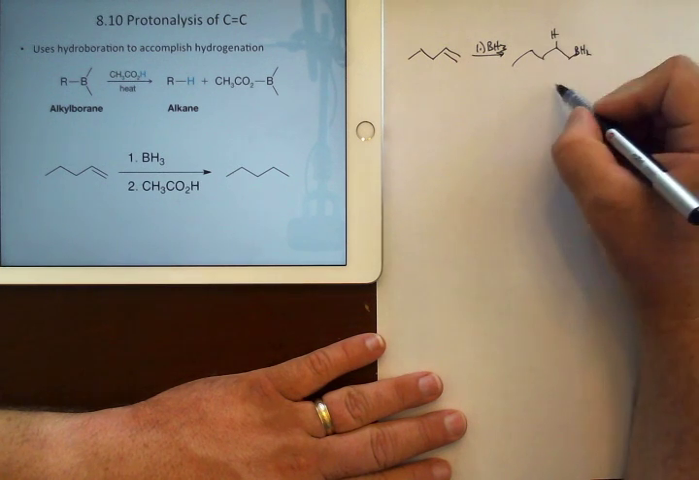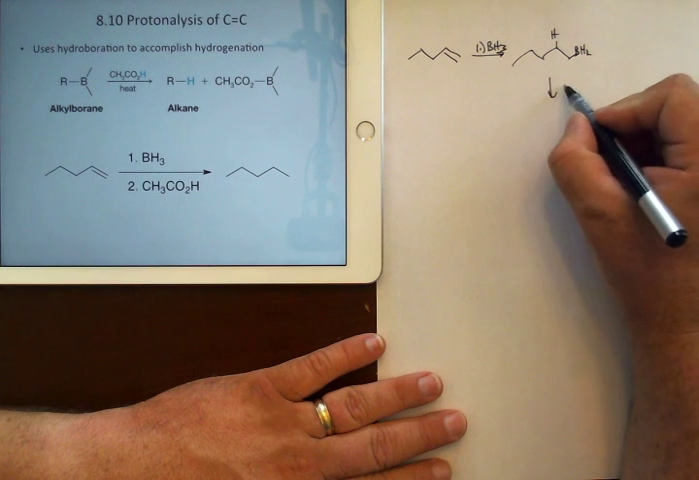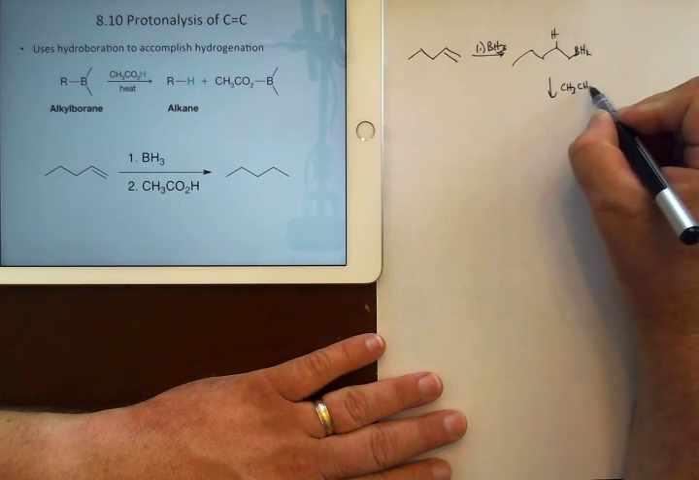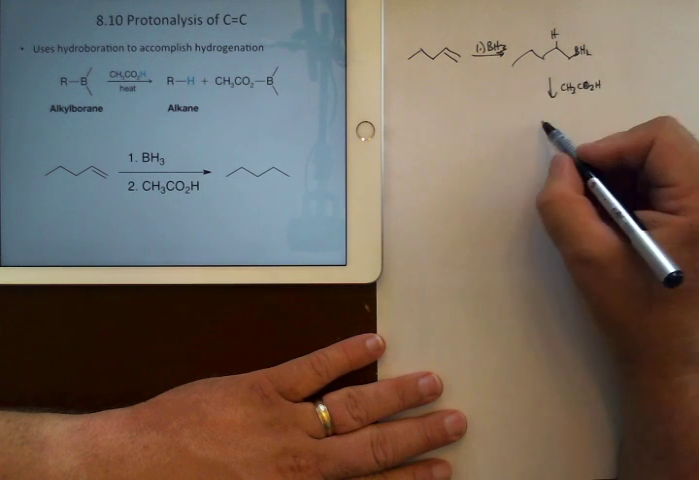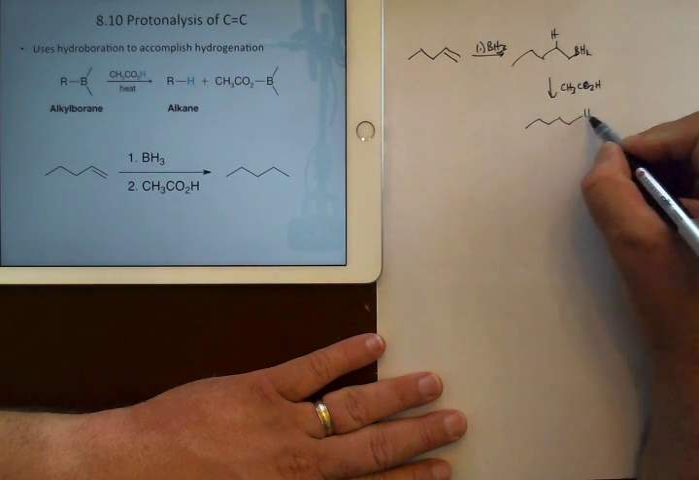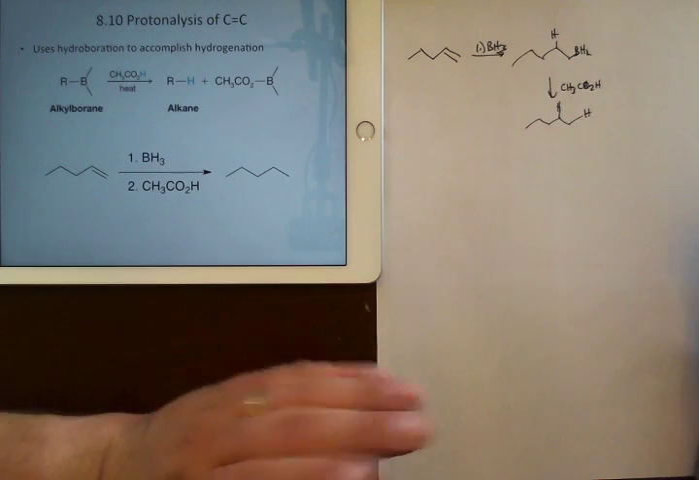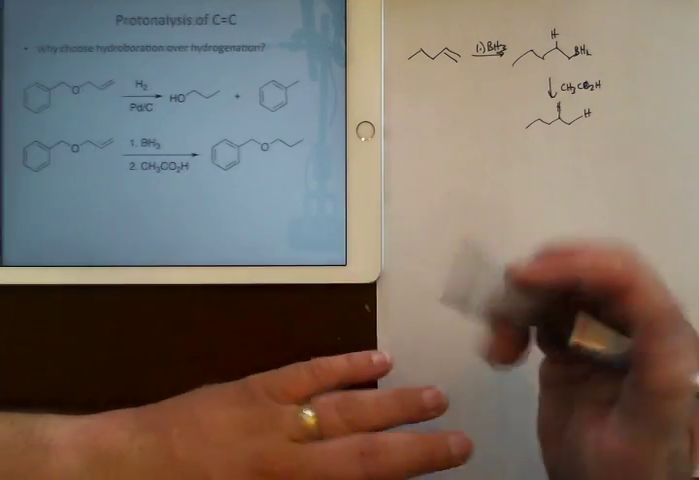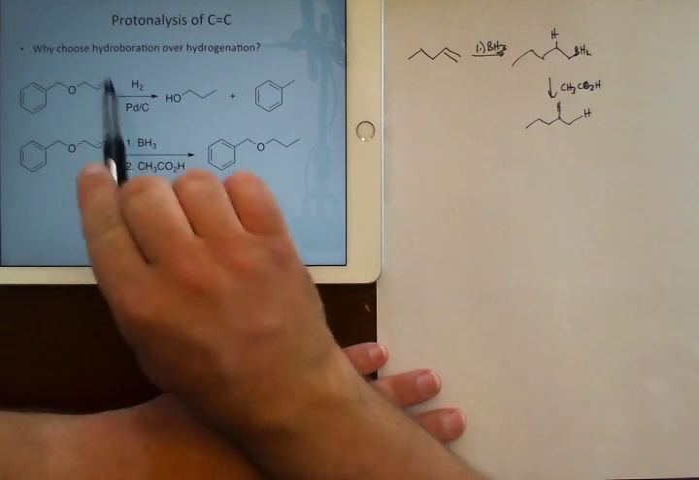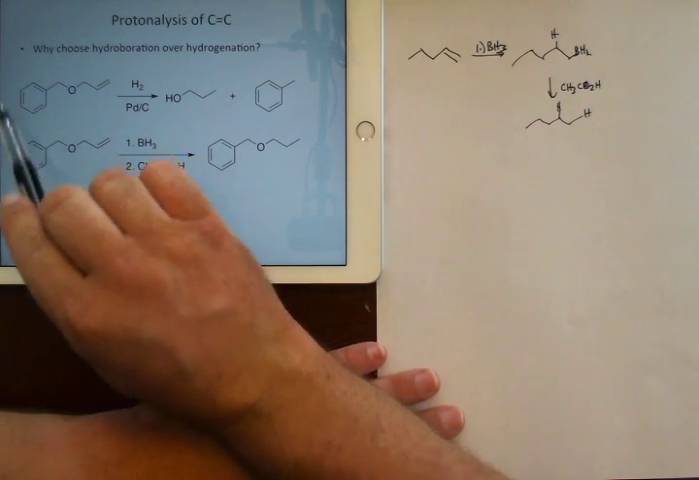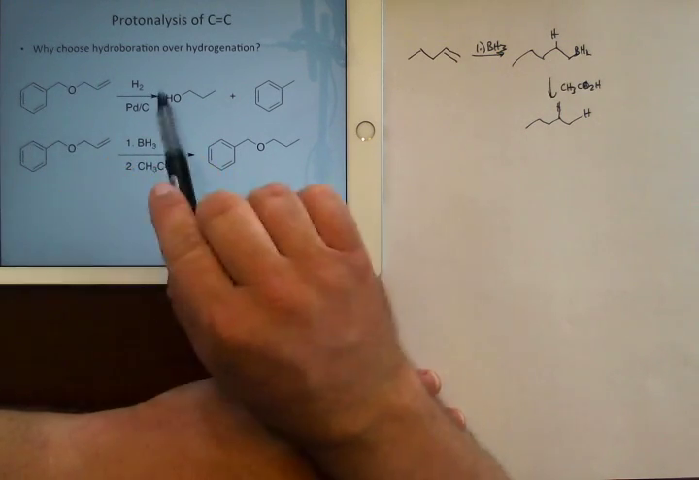But instead of adding peroxide, if you add acetic acid, CO2H, what you end up doing is kicking this off, and you end up with H and H across there. And you might ask, why would you want to do that? Why don't you just do hydrogenation? Well, it's nice to have flexibility, because if you're looking at this molecule here, it turns out that this portion of the molecule is actually sensitive to hydrogenation.